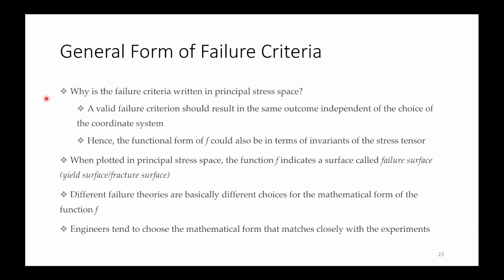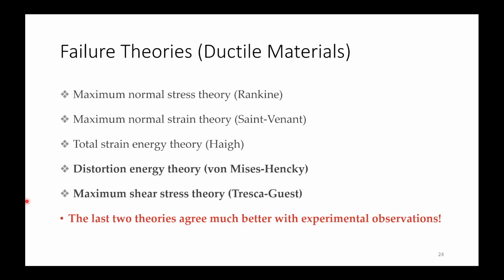Now, why is the failure criteria written in principal stress space? A valid failure criteria should result in the same outcome independent of the choice of coordinate system. Hence the functional form of F could also be in terms of invariants of the stress tensor. When plotted in principal stress space, the function F indicates a surface called the failure surface, which will be either a yield surface or a fracture surface. So different failure theories are basically different choices for the mathematical form of function F. Engineers tend to choose the mathematical form that matches closely with the experiments.